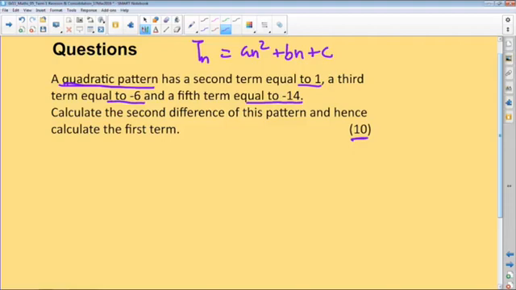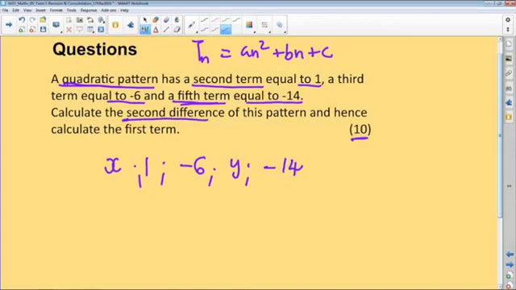But now let's check. You've got a quadratic pattern that has a second term equals to 1. So this is our second term. We don't know what the first term is, so we can just assign it x. Now we move on. A third term equals to minus 6. And for the fifth term, again, we don't know what the fourth term is, so we can just give it y. And then the fifth term is minus 14. Calculate the second difference and also find the first term.